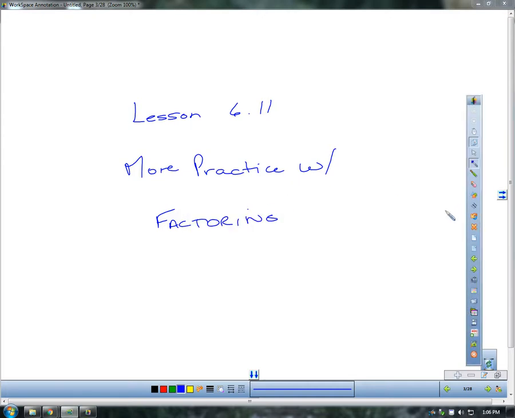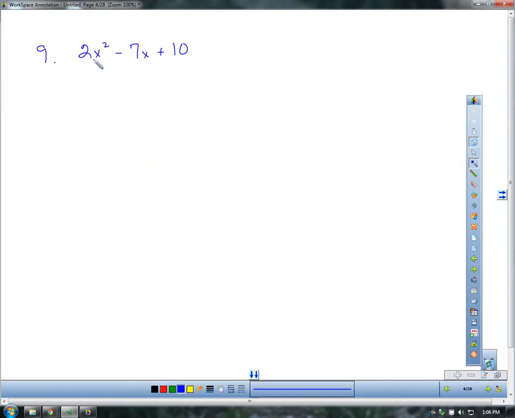We're just going to practice more with factoring, taking what we did in class the last couple of days and practicing some more on the video so you can see it worked out. So my first problem is 2x squared minus 7x plus 10.